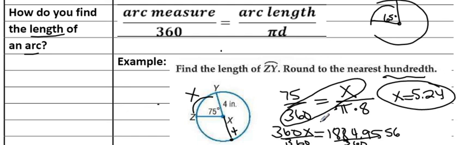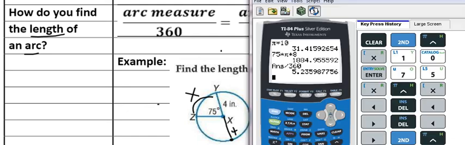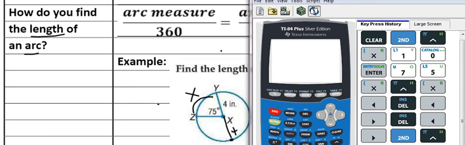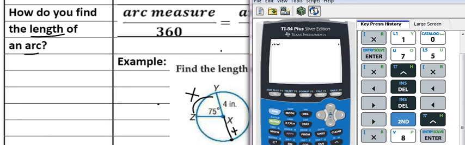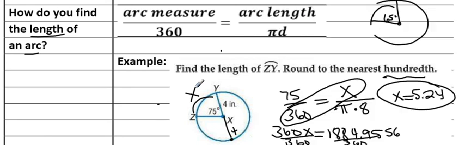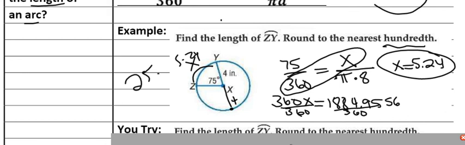And that makes sense because the circumference is pi times 8, which is about 25. So they're saying the entire length of this circle is 25, but just this part is 5.24, or 75 over 360 of this circle is 5.24. Okay, so that's the formula, and that's all it takes to get the answer to find arc length.